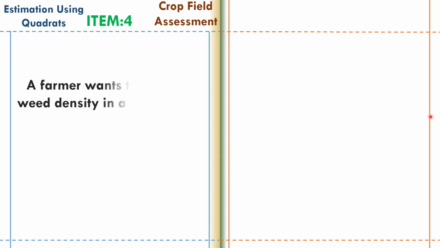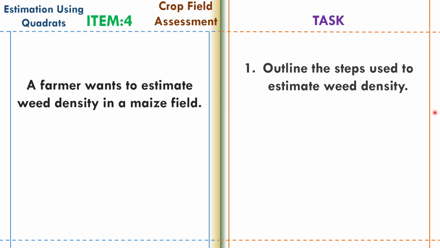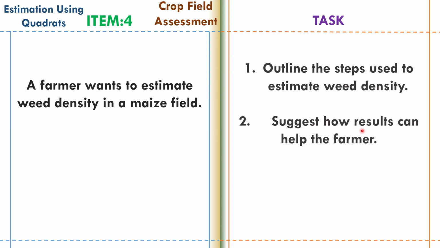Estimation using quadrant, item 4. We are going to look at crop field assessment. A farmer wants to estimate weed density in a maize field. Task: outline the steps used to estimate weed density. Suggest how results can help the farmer.